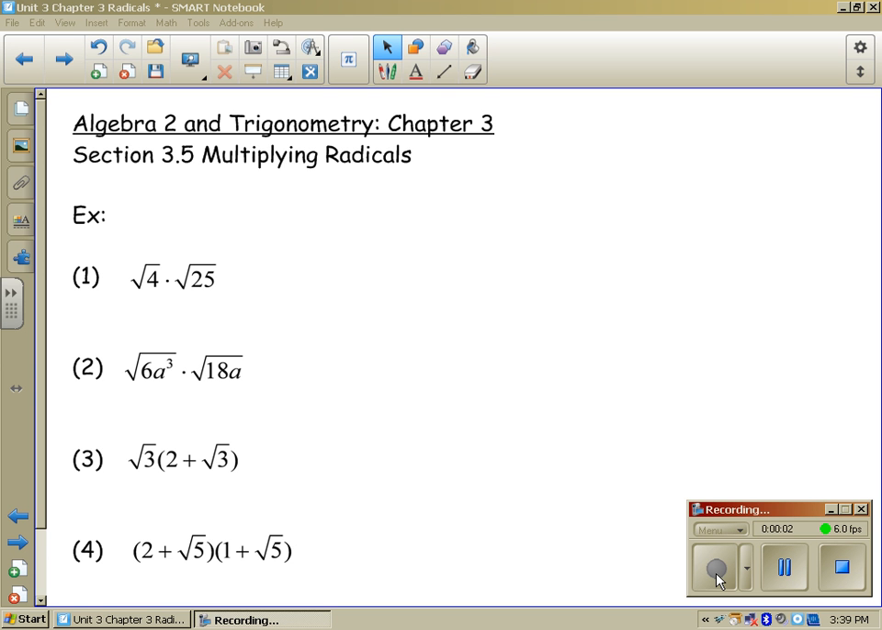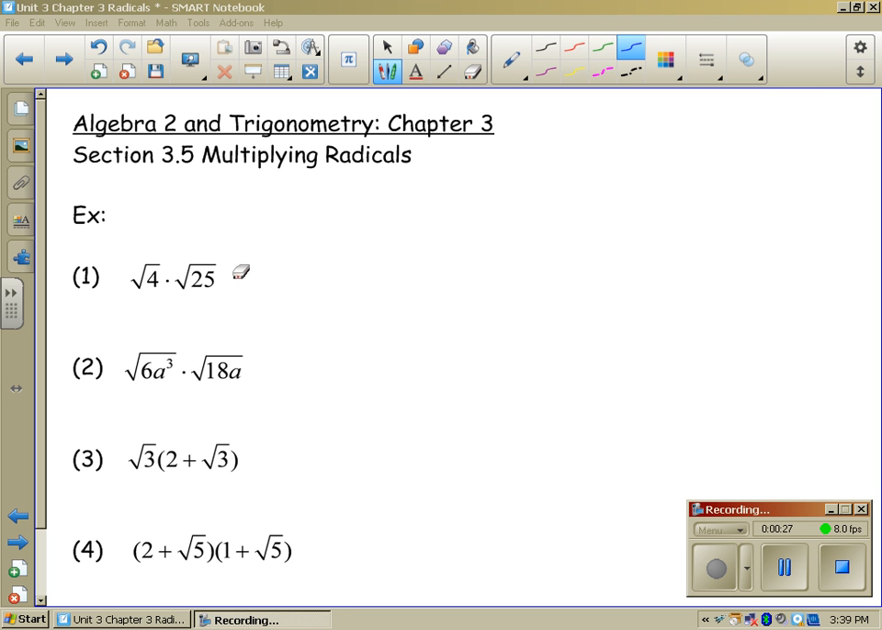Continuing in Chapter 3, we are now looking at Section 3.5, and we're looking at multiplying radicals. When you have two radicals and you're multiplying them, you can do it a couple different ways. You can simplify first and then multiply, or you can multiply and then simplify.